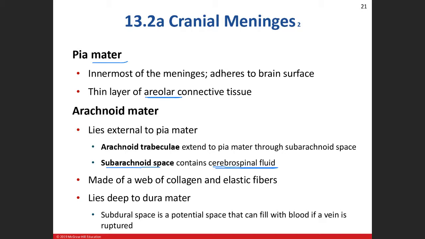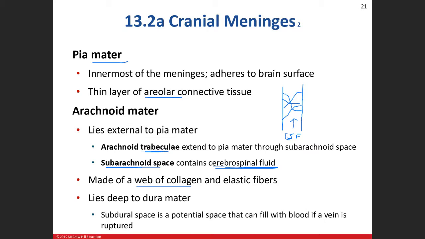But also, you have this structure here called the arachnoid trabeculae. There's your arachnoid mater, here's your pia mater, and it's this little scaffolding-like structure that extends from the arachnoid mater to the pia mater. And this is where your cerebrospinal fluid flows, in this space right here. So what I'm drawing is the subarachnoid space. You have these small extensions that go from the arachnoid mater to the pia mater. That's how it got its name, because it looks like a web.